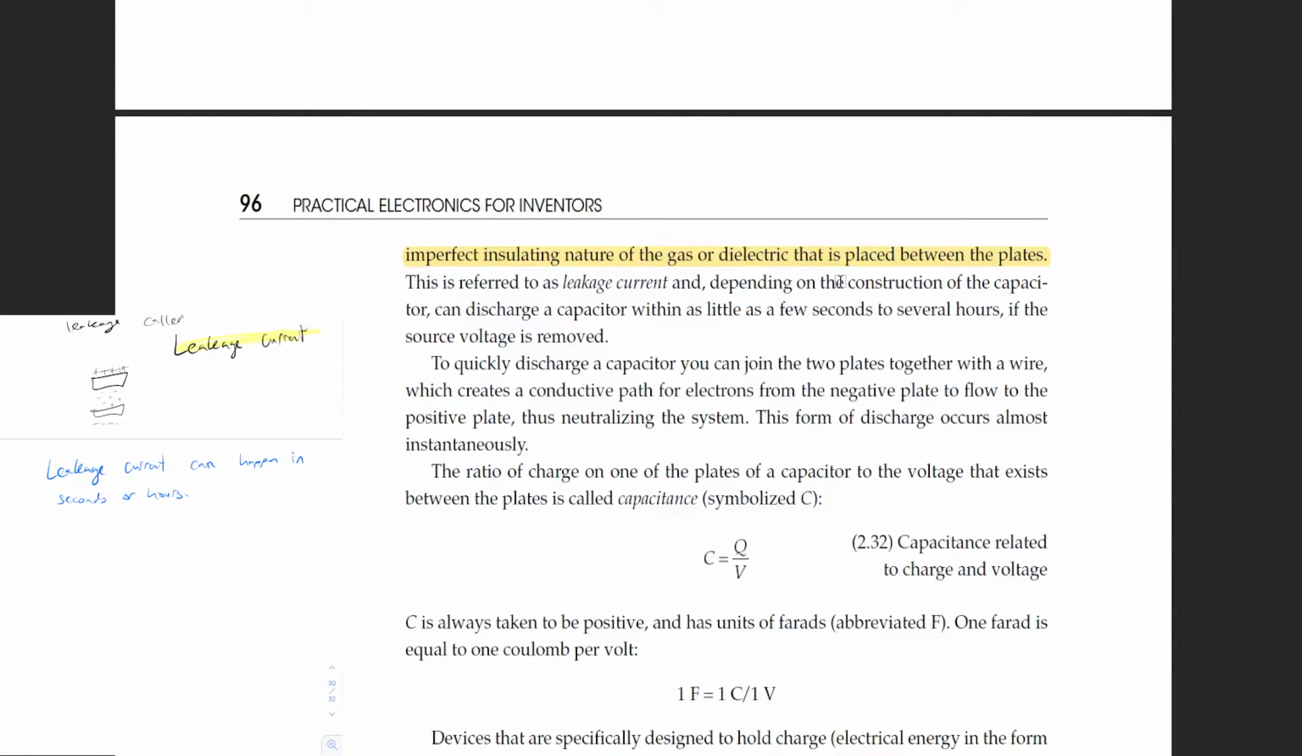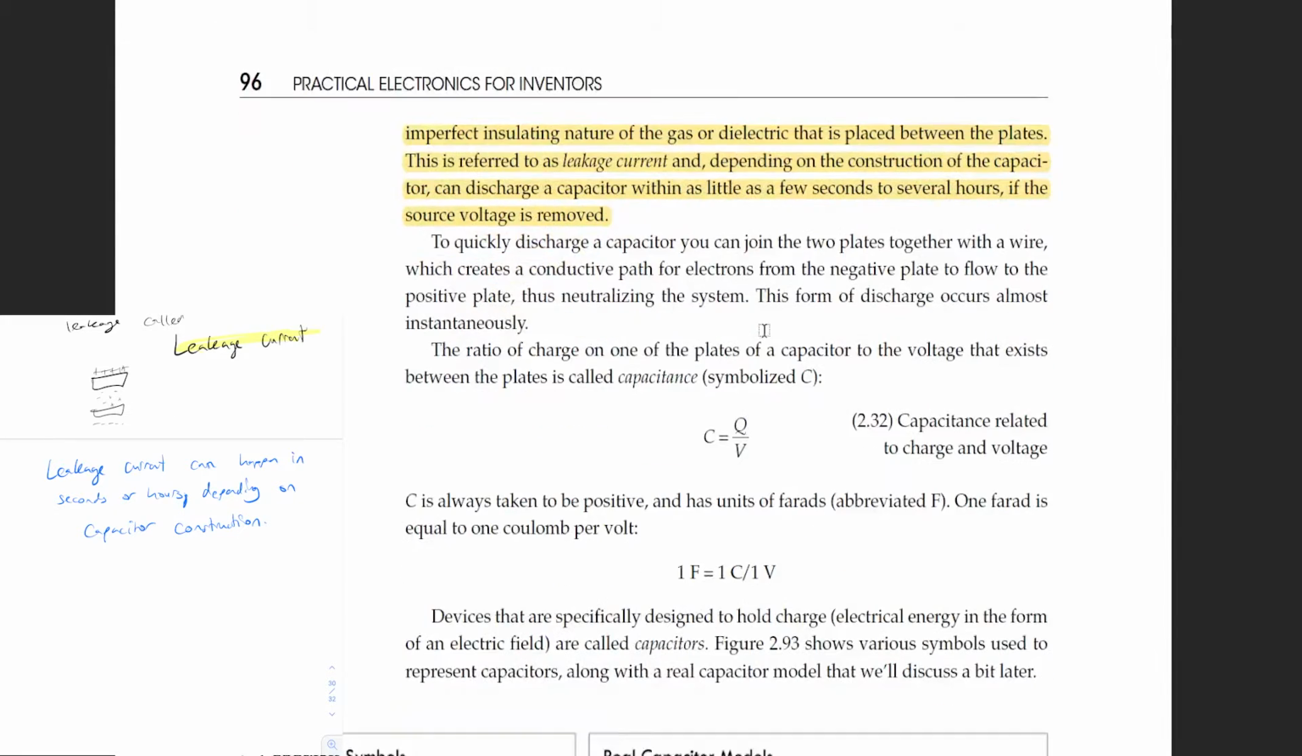Depending on the quality of the capacitor, obviously. Depending on capacitor construction.